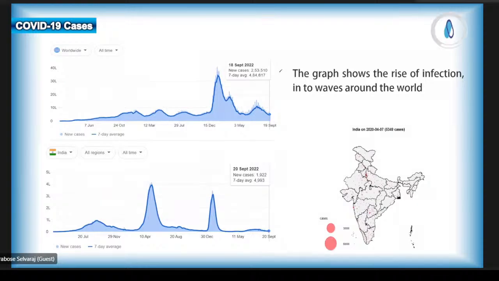If you look at the picture, it shows how the spread happened, how it slowly moved from one place to another, how it emerged from one location, especially in Delhi, Chennai, Bangalore, those areas that were severely affected.